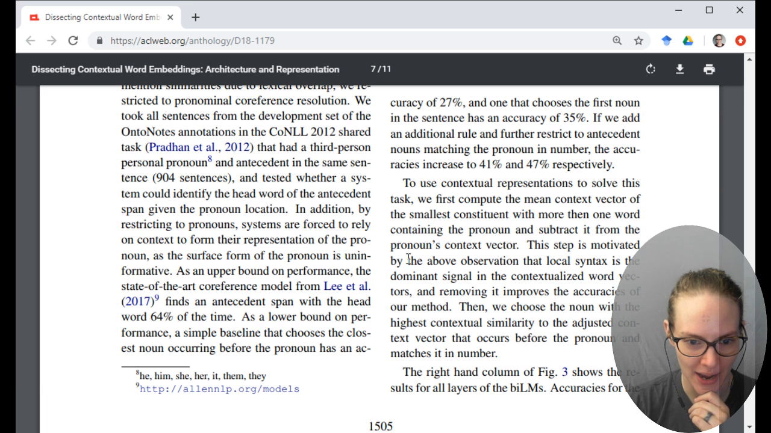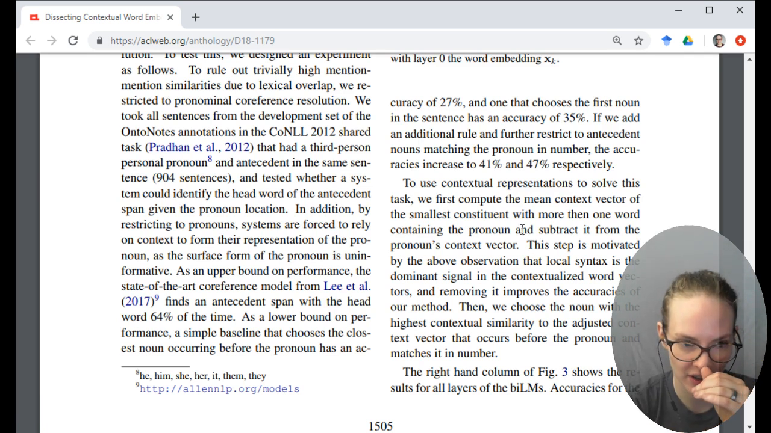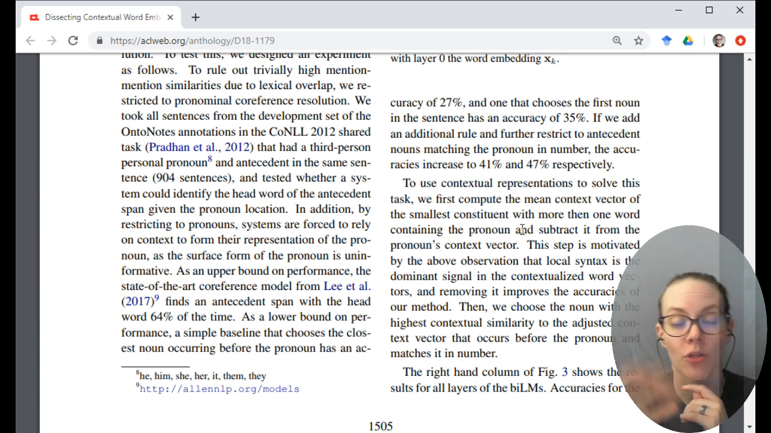This step is motivated by the above observation that local syntax is the dominant signal in the contextualized word vectors, and removing it improves the accuracies of our method. Okay, so they are finding the smallest constituent with more than one word containing the pronoun, and then subtracting that from the pronoun's context vector. So this must be the context vector after the fourth level, the one on the right in the figure that we looked at above.